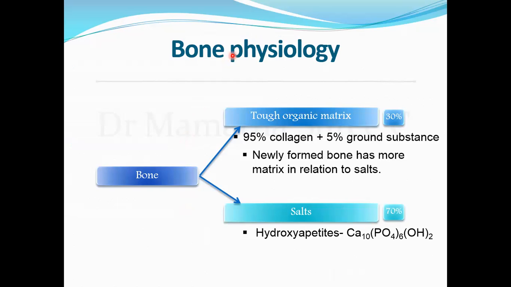So to completely study calcium and phosphate metabolism, the hormones affecting them, and all about the parathyroid gland, let's first study bone physiology. You know that bone is composed of the tough organic matrix, which is 30%, and salts, which is 70%. The salts include hydroxyapatites. The tough organic matrix includes collagen and ground substance, which is 95% and 5% respectively. Whenever the bone is being newly formed, it has more matrix in relation to salts. Otherwise, it has more salts in relation to organic matrix.